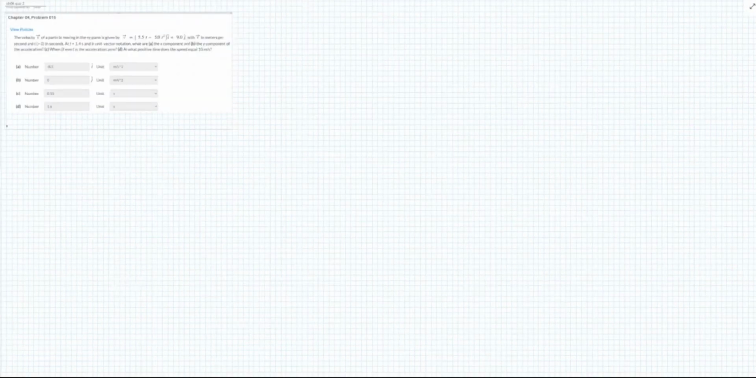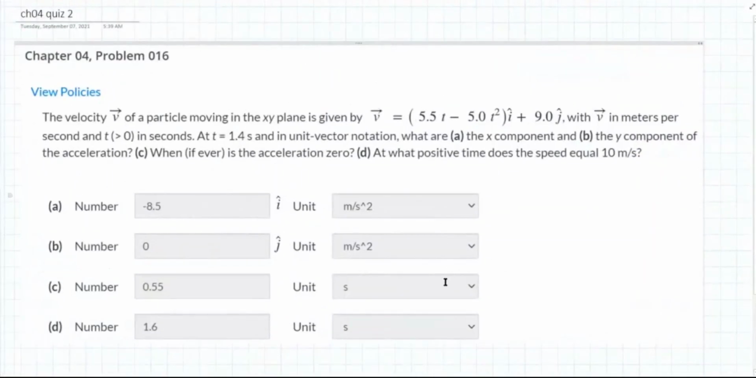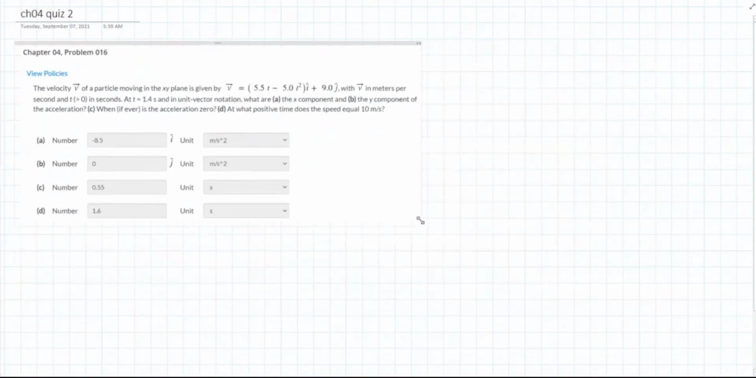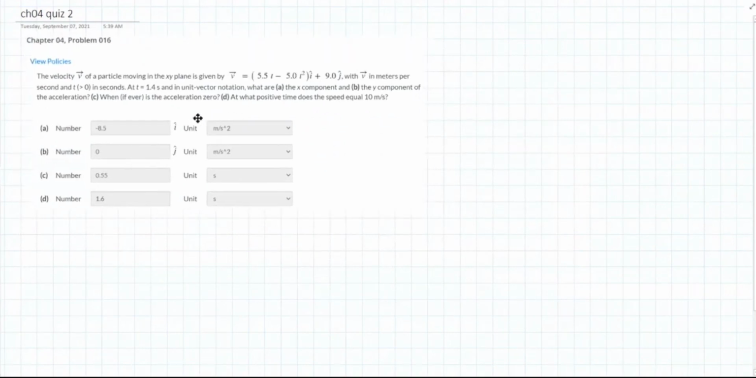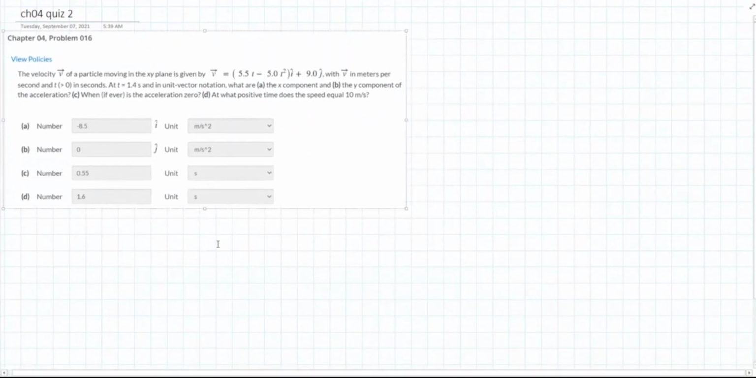Chapter 4 is our next kinematics challenge, quiz 2. I'm sorry, I keep saying that wrong. Chapter 4, quiz 2. There it is. Yet another 2-dimensional kinematics problem with unit vectors. So a major theme of today is unit vectors. And if it's new, I know, like everything else, if you're like me, if it's new, it's uncomfortable.